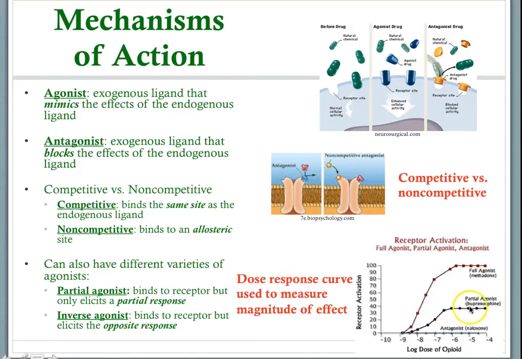So this is showing us that we have an agonist here that does achieve an effect, because we can see it here, but it's not as high as the actual agonist itself. So this is a partial agonist.